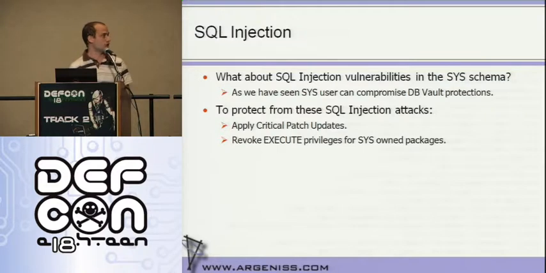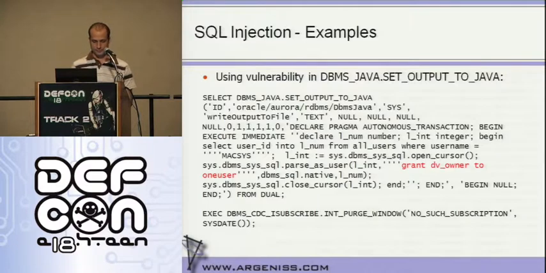So what about SQL injection in the sys schema? If we can impersonate the sys user using SQL injection, we can use some of the techniques I just mentioned to compromise Database Vault. Here is, for example, how we can do it with this vulnerability that allows us to execute statements as the sys user. So we impersonate the Maxis user with this parse as user function, and then after we have impersonated the Maxis user, we grant the DB owner role to any user.